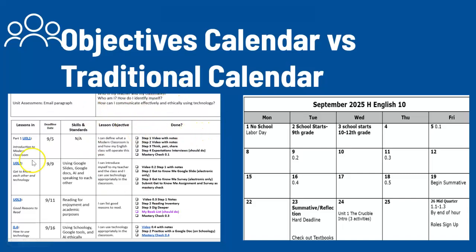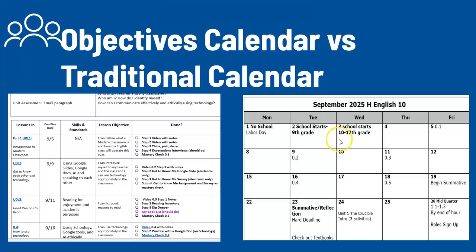On the objectives calendar over here on the right, you can see a little more about the detail of what you are accomplishing and what kind of tasks you are doing to accomplish that. You also have a target deadline of when you need to complete that by, and then kind of what some of the materials are or what the skills or standards are that you are working with in that lesson.